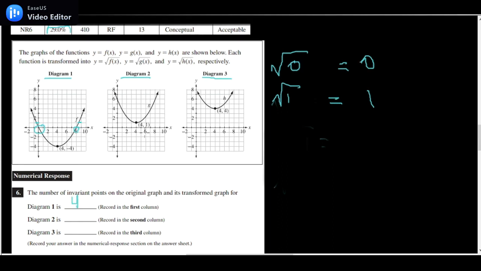Now looking at diagram 2, there are no points where the graph equals 0, but there is 1 point where the graph equals 1. So there's 1 invariant point on diagram 2. Diagram 3, there are no spots where the graph equals 0 and no spots where it equals 1. So for diagram 3, the answer is 0.